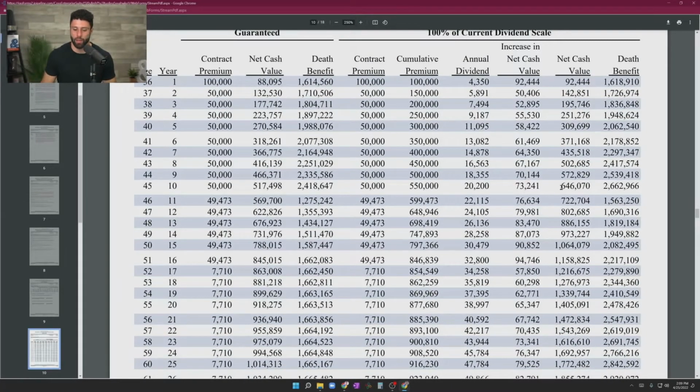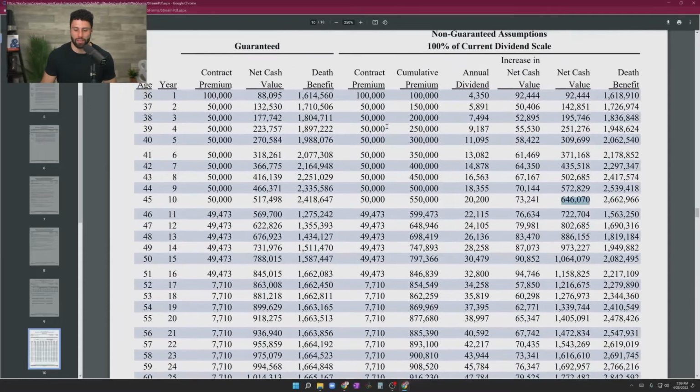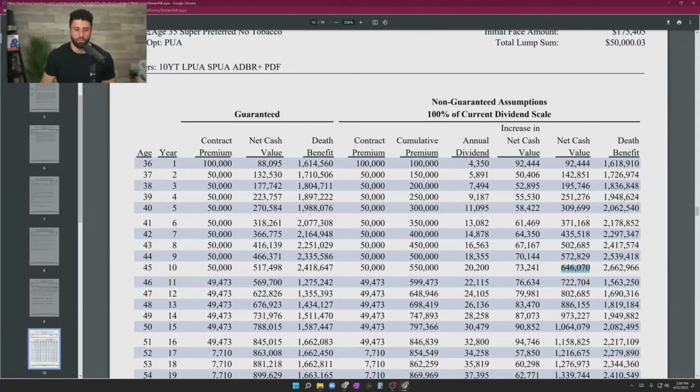If we go to year 10, this is going to be 646. Once again, this is the male side of things. Year 10, 646.